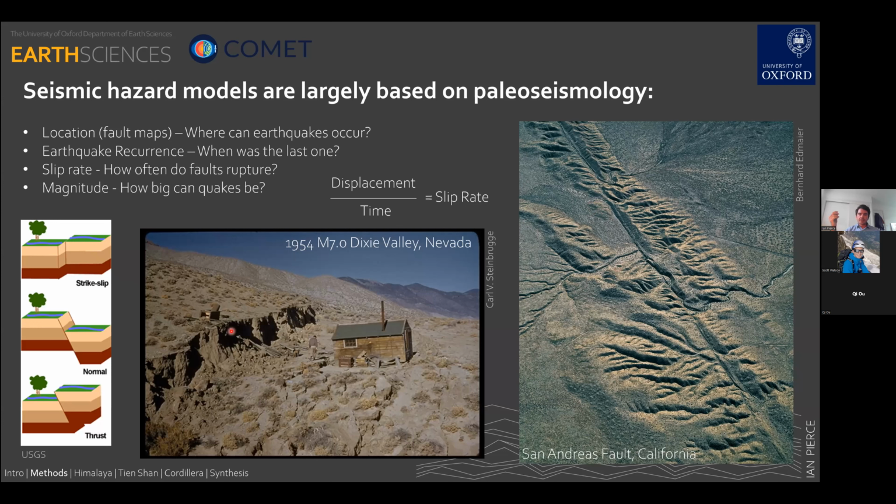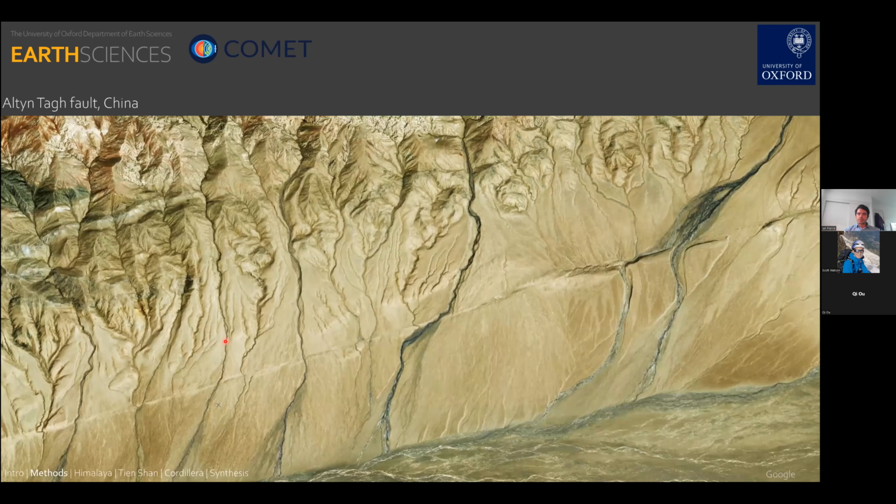To estimate possible magnitudes, you can measure geometric properties of a fault, such as the displacement, rupture length, thickness of the crust, and fault tip, and relate these back to the seismic moment. I start most projects with fault mapping.